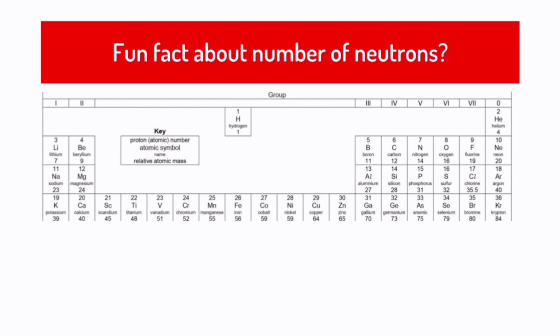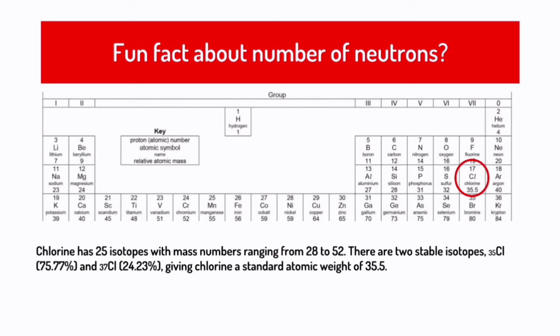So next, do you want to know some fun facts about the number of neutrons in the periodic table? If you are a nerd like me and you look at the periodic tables many times, you will realize that the relative atomic mass of chlorine atoms is actually 35.5. It is not a whole number. So why is this so? In the real world, chlorine has actually 25 different isotopes with a mass ranging from 28 to 52.